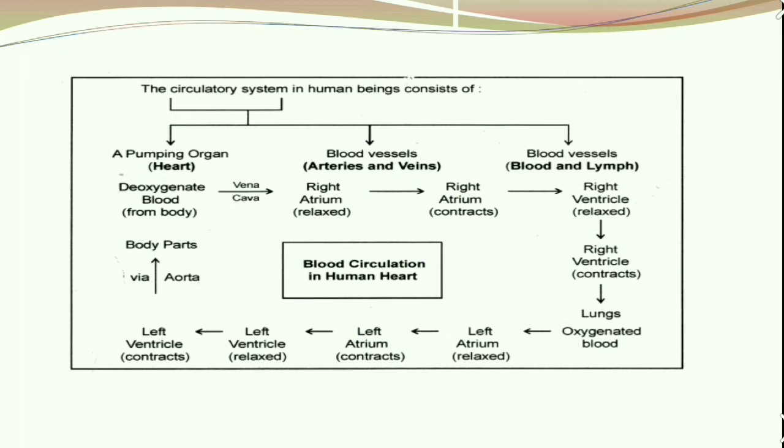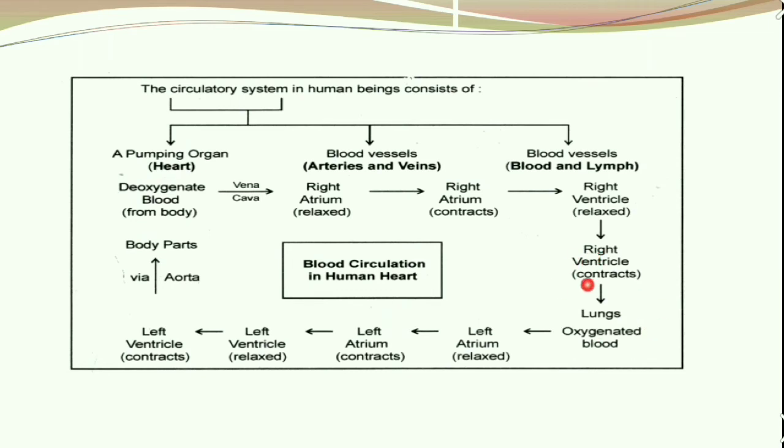from the body, first the deoxygenated blood enters the right atrium via the vena cava. In the right atrium, first the cardiac muscles are relaxed. This is termed diastole, as I have already mentioned in my previous slide. And then it contracts, and this is termed systole. From the right atrium, it now enters the right ventricle, and again diastole happens and then systole happens.